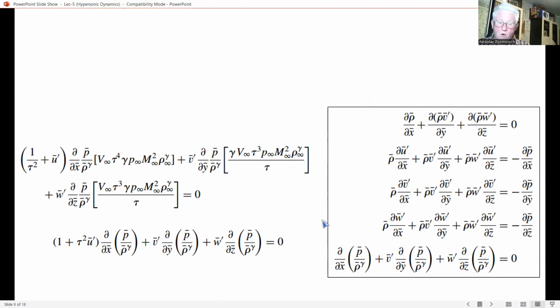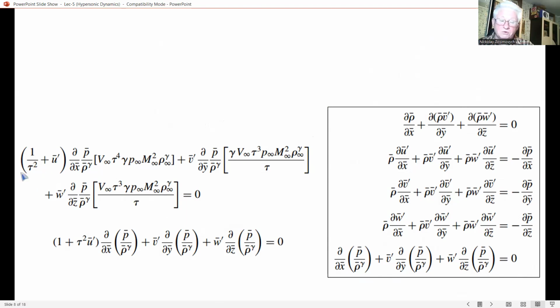All these equations are the hypersonic small disturbance equations. They closely approximate the hypersonic flow over a slender body. They are limited to flow over slender bodies because we have neglected terms of order tau squared.